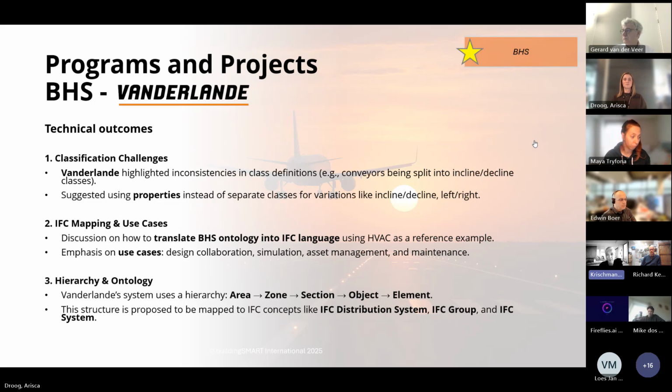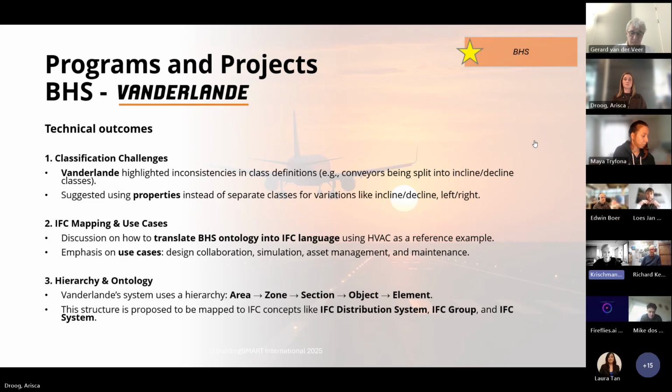I think with Edwin, we had the first discussion about the confusing wording we use in IFC, what Vanderlande is using. So Vanderlande showed us their categories like area, zone, section, object, and element. And of course, we don't use these kinds of categories within IFC. What we've got in IFC is the distribution system. And next.